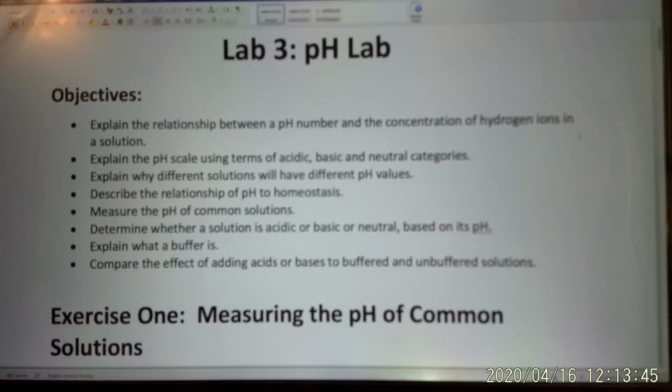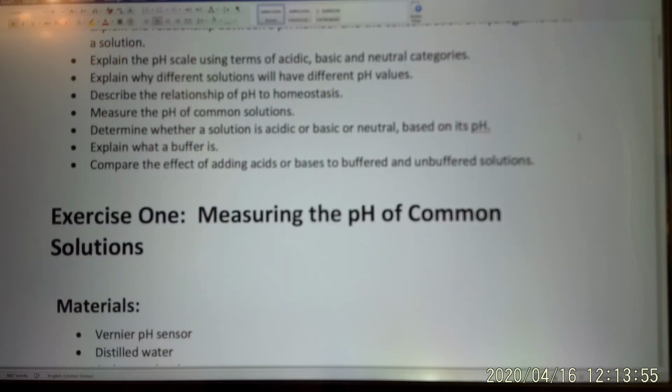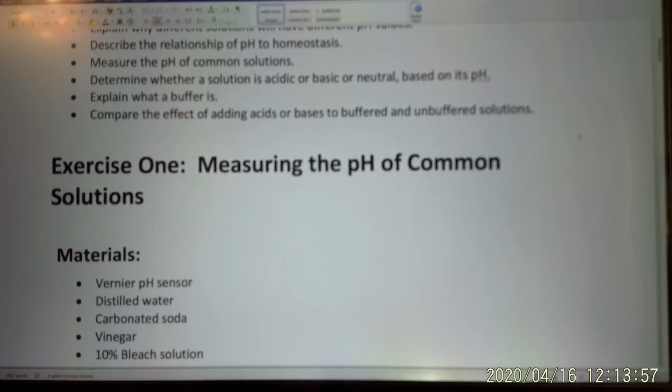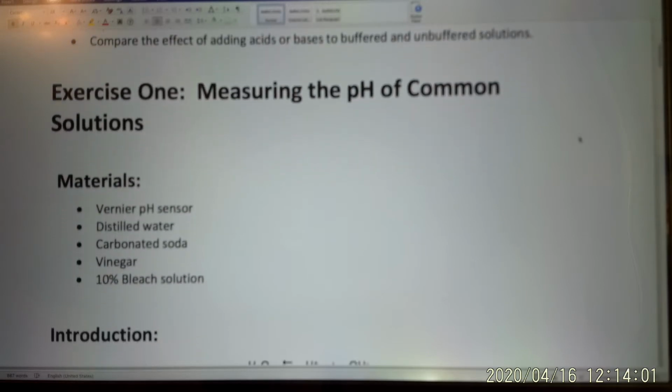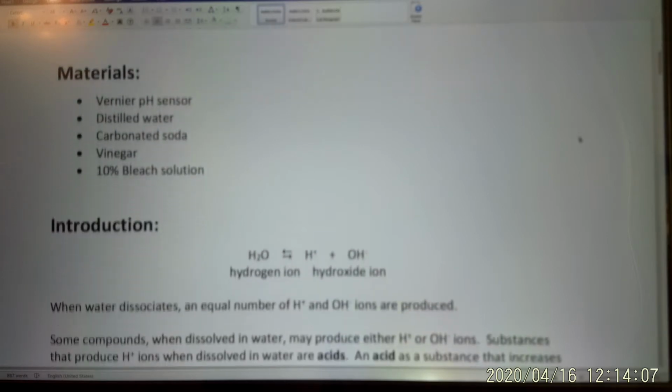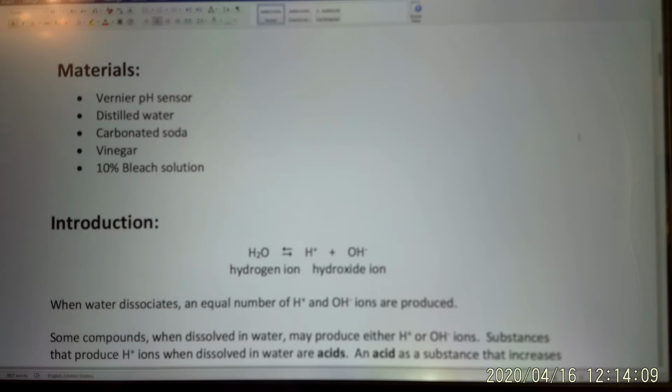We are in the pH lab. In this lab, you need to understand what pH is, what a buffer is, and what the function of a buffer is. We have two experiments. The first experiment is to measure the pH value. We give you different solutions: distilled water, soda, vinegar, and bleach. You measure the pH.